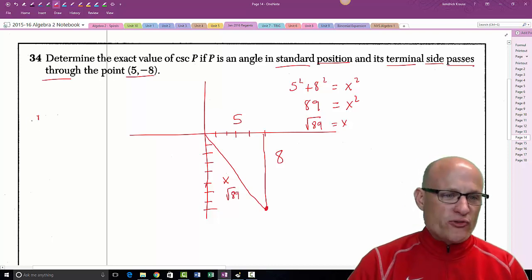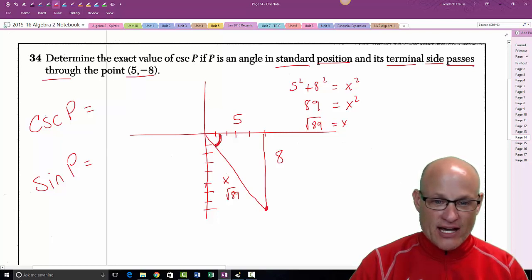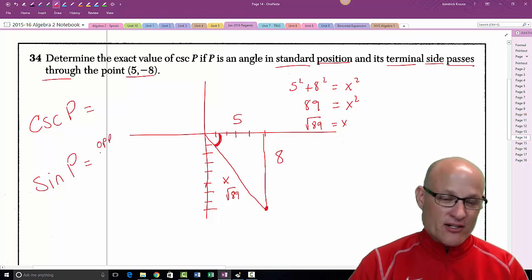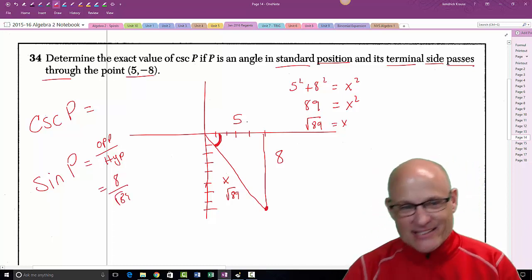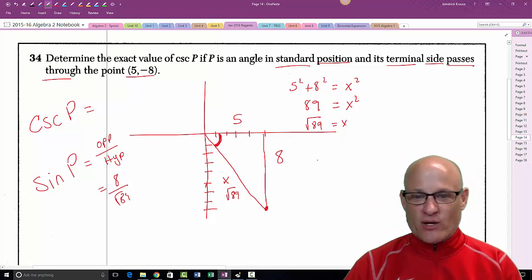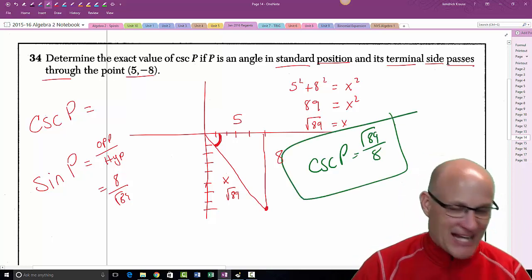Now, cosecant of P is the reciprocal of the sine of P. Well, I know that the sine of P is opposite over hypotenuse. So the sine of P is 8 over the square root of 89. But the cosecant of P, and your actual answer to this question, the cosecant of P is the square root of 89 over 8. And that's the exact answer.